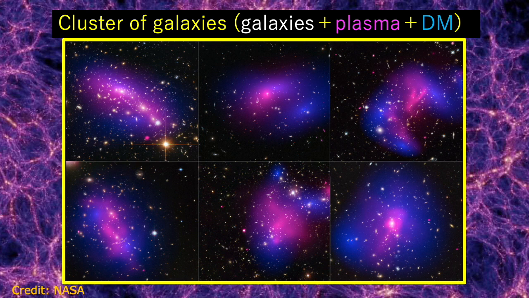Consequently, observing the properties and distribution of dark matter could advance our understanding of structure formation. Thus far, the distribution of dark matter has been measured in regions where matter is dense, such as galaxy clusters. In these clusters, the distribution of plasma gas can also be observed alongside galaxies and dark matter. In images like this, the white represents galaxy distribution, pink indicates plasma gas, and blue shows dark matter.